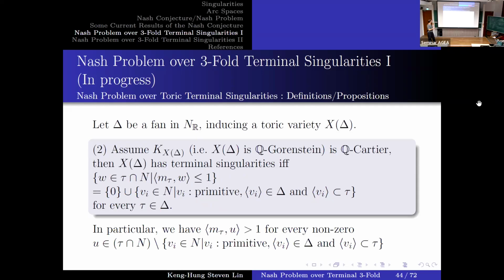And for the terminal condition, all the primitive vectors whose inner product with m_τ is bounded by 1 are only these rays we are taking from the Q-Gorenstein conditions. So in particular, if your u is not a vector included in this set, the inner product will be strictly greater than 1.